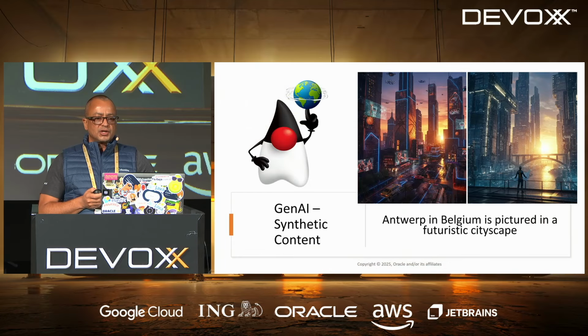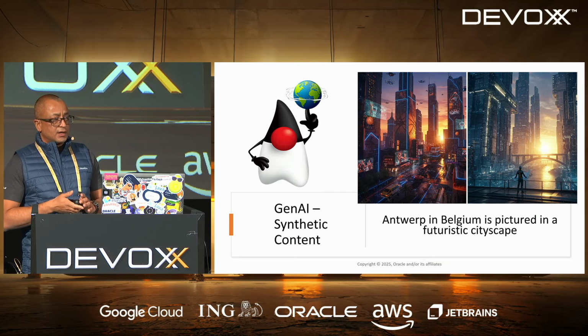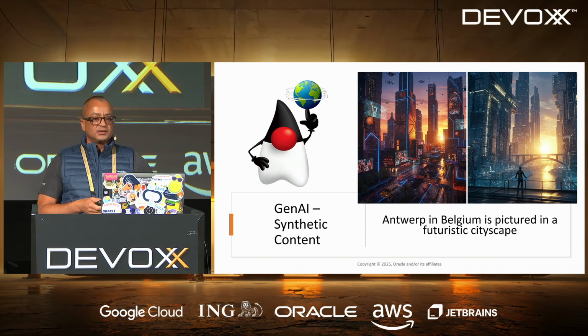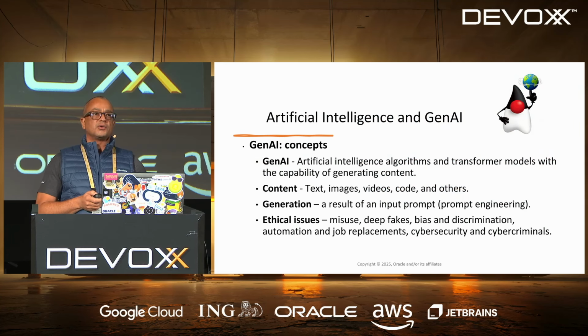Okay, let's speak about GenAI. Generative, because at the end of the day, we are talking about synthetic content, right? We are generating artificial content. This is just an interesting representation of Antwerp in Belgium, that I created this morning. Picture it in a kind of futuristic cyberpunk cityscape here with some flying drones, robots. But I just wanted to show you how easy it is now to create content, right? When I say content, actually I'm talking about text, images, videos, even code, right?